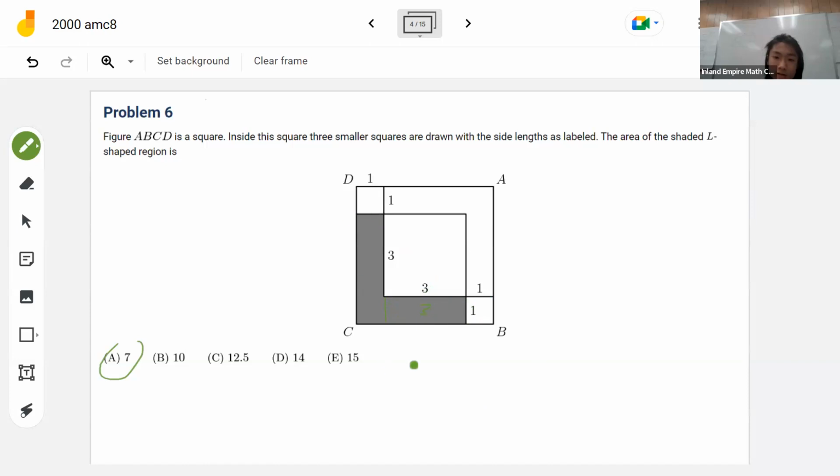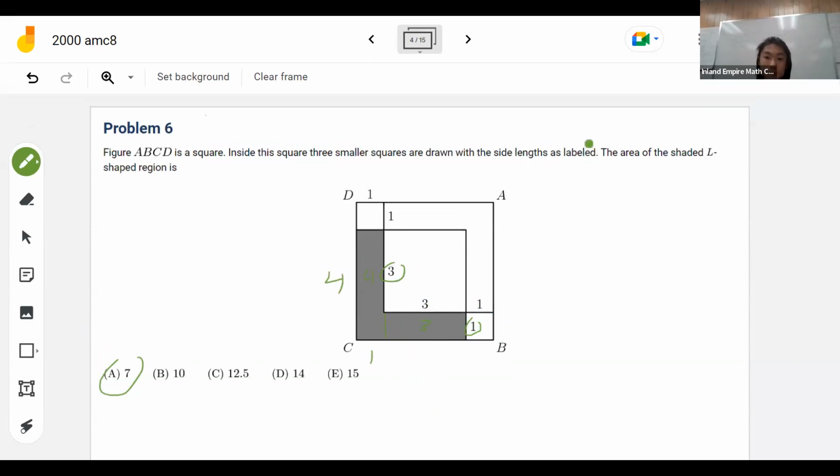And for this other rectangle down here, since we know this length and this length, we know this side length here is 4 and 1, giving us an area of 4. Adding these two up, we get an area of 7. All right, so everyone's okay with that? Any questions? No? All right, so let's move on to the next one.